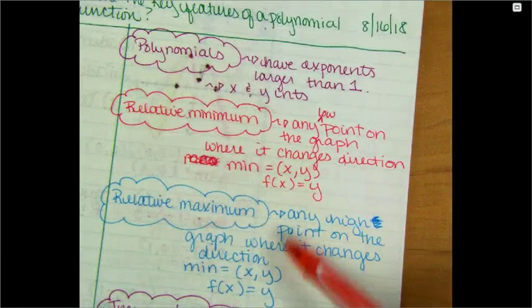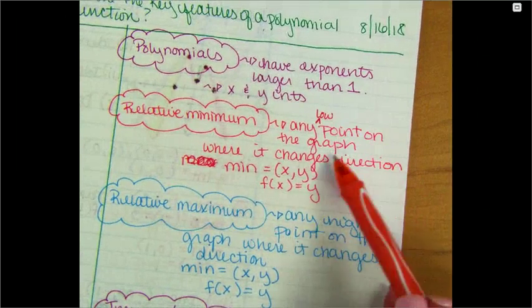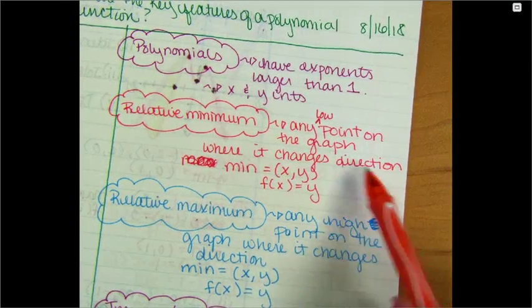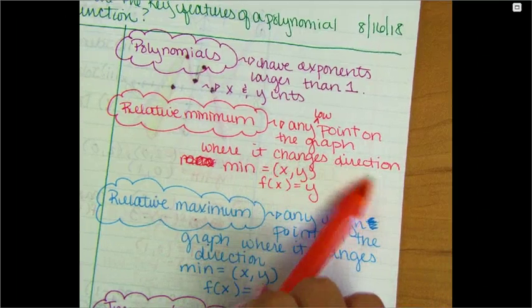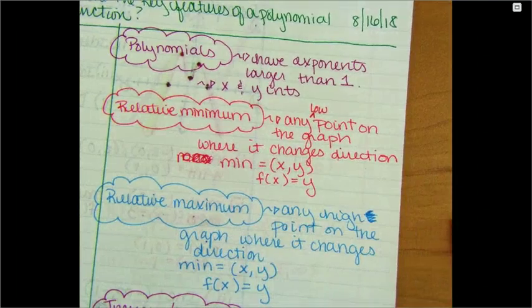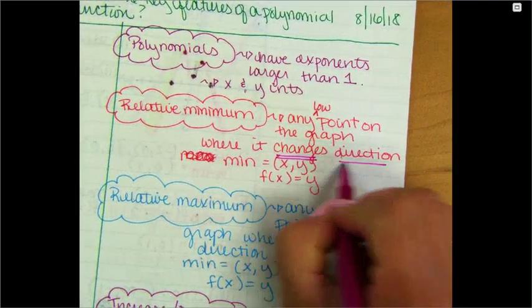Don't forget, relative min and max were here. It's any low point on the graph where it changes direction. So keyword is what? Changes direction. Okay? So if you forget that, don't worry. Just make sure you make a note of it. It has to change direction.